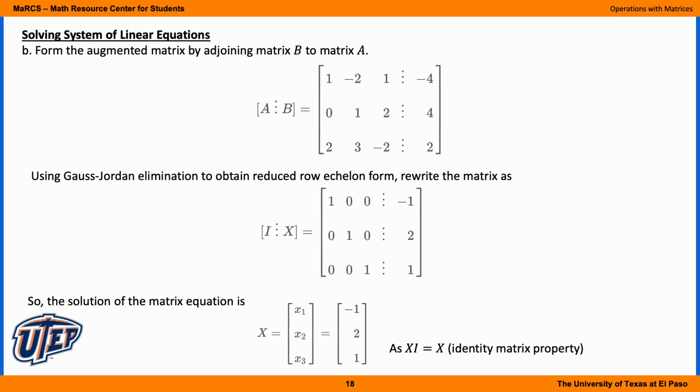So now we adjoin the matrix B to matrix A, so the constants to the coefficients, and then using Gauss-Jordan elimination, we obtain the reduced row echelon form. So we have the identity matrix on the left-hand side and the X column matrix on the right-hand side. So that means our solution is x1 is equal to negative 1, x2 is equal to 2, and x3 is equal to 1.